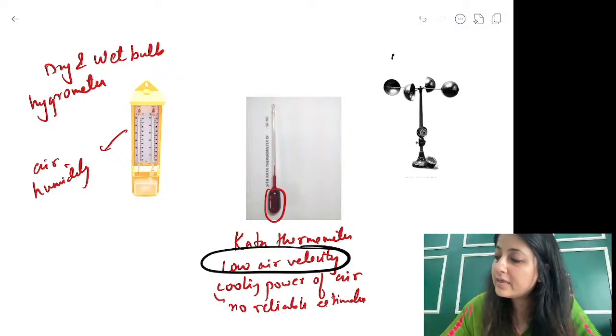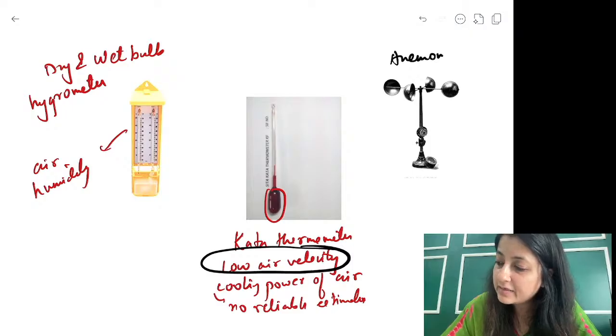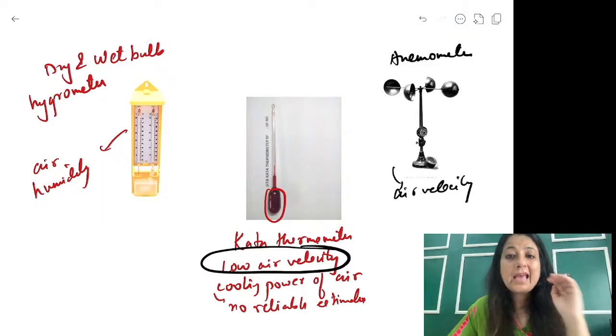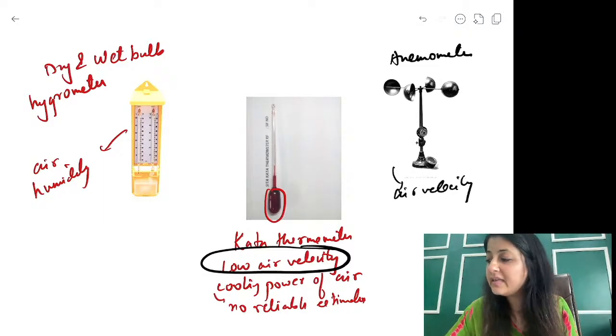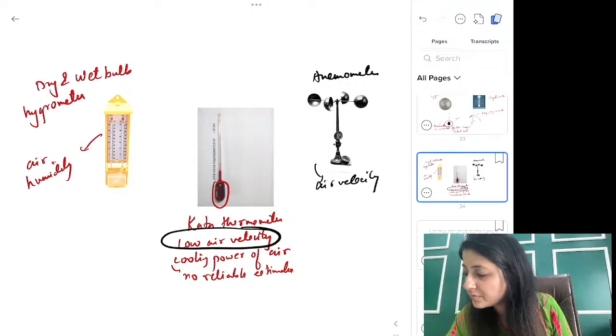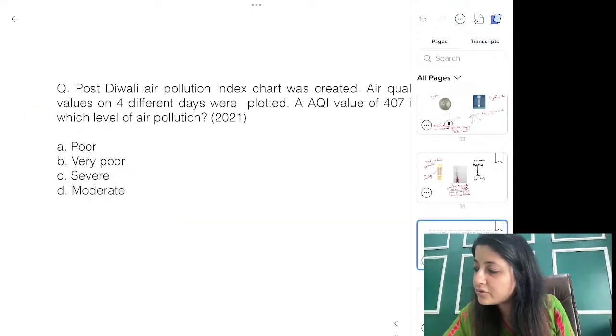This one is anemometer, guys. Robinson cup anemometer. Earlier, this was used to measure air velocity. In air, most expected is air instruments, guys. Most expected is air instruments. Let's go to the next question.